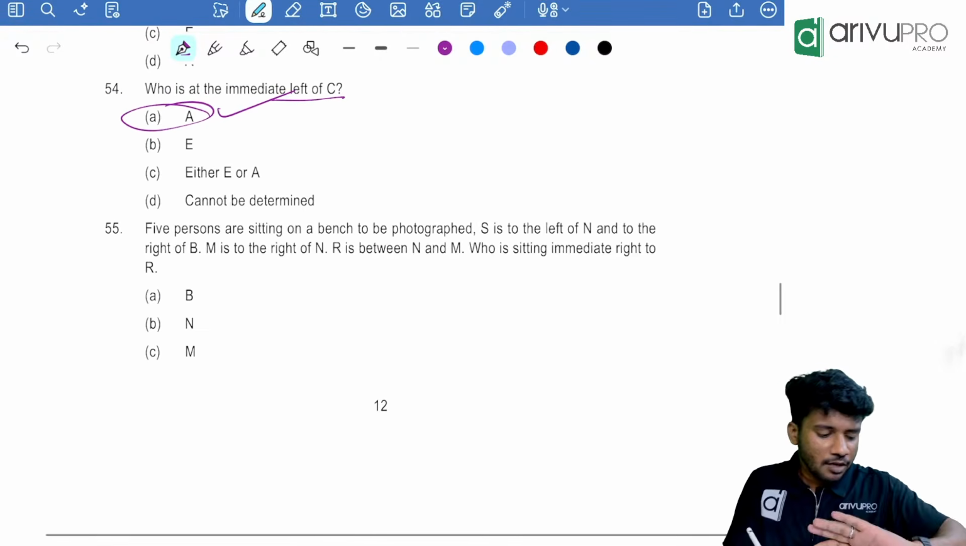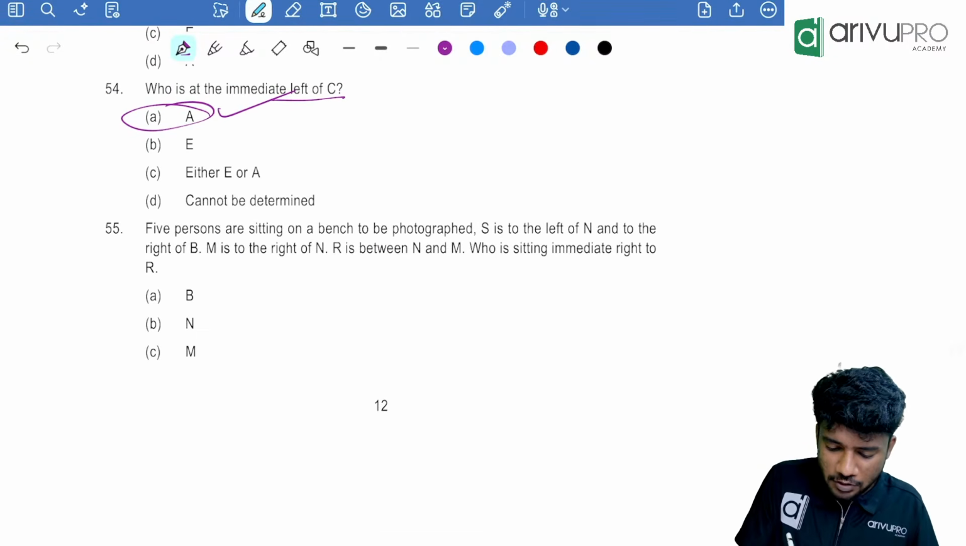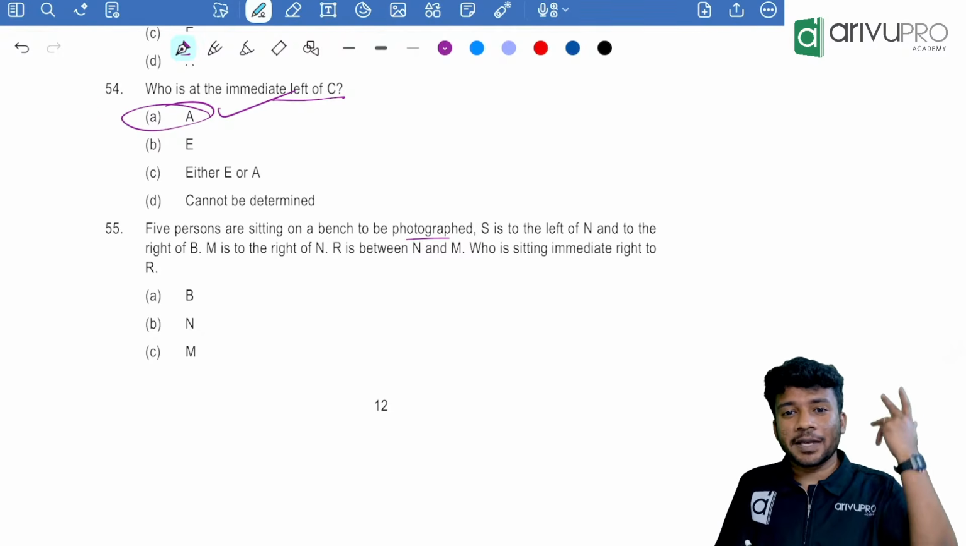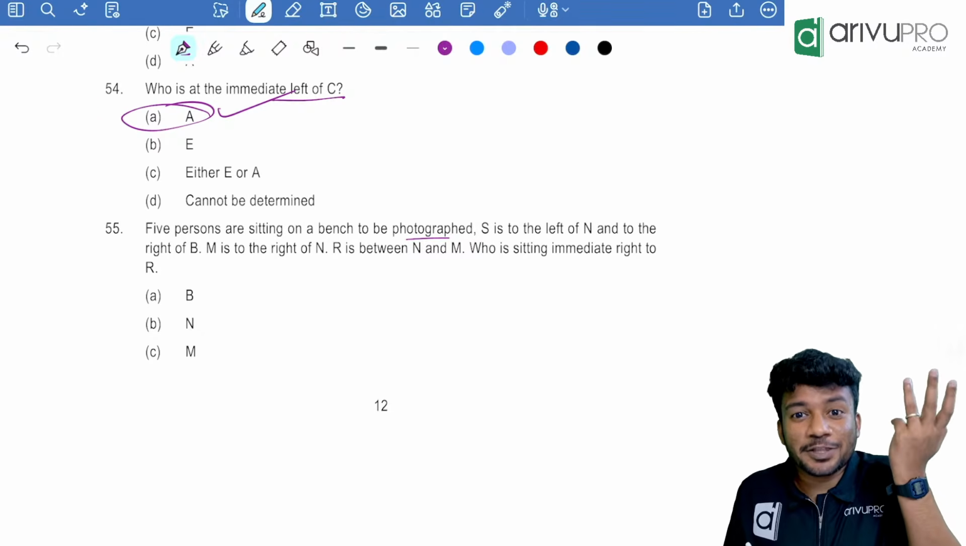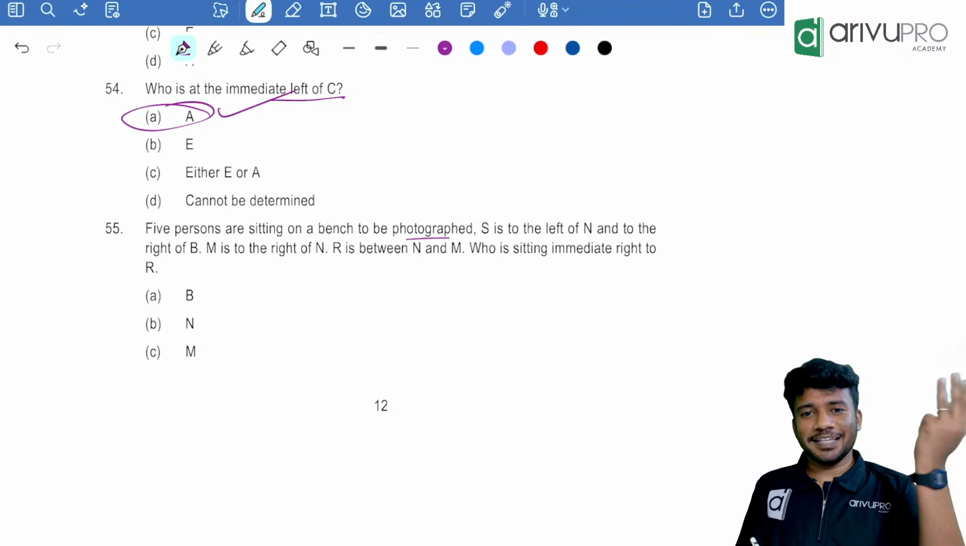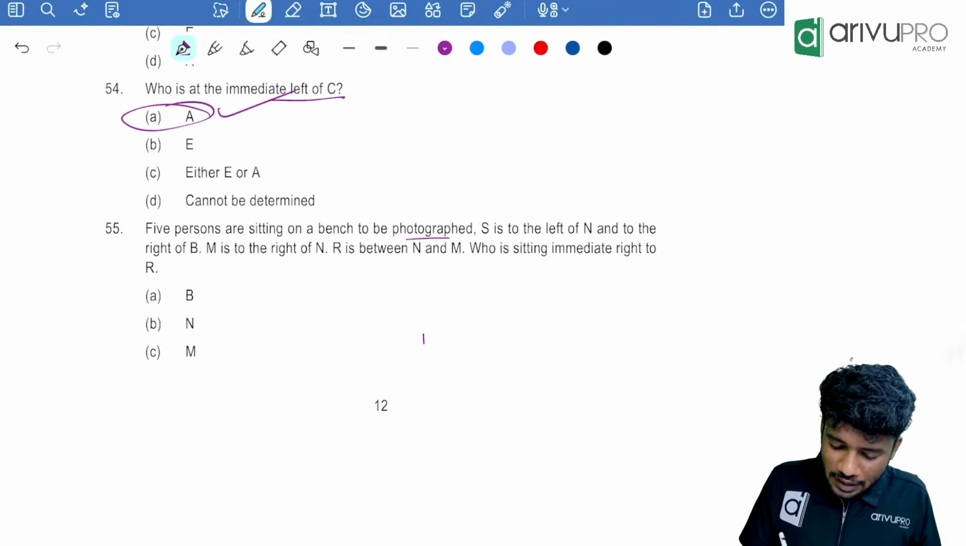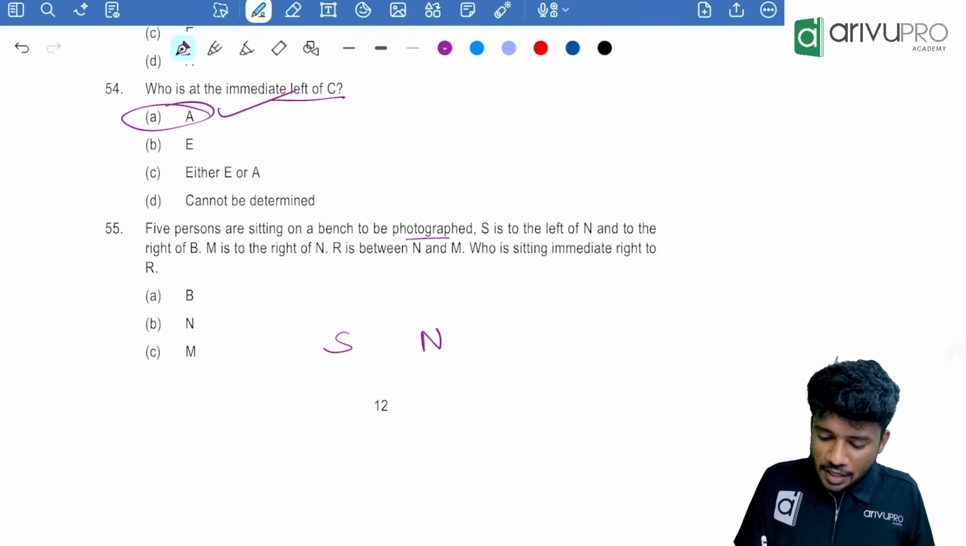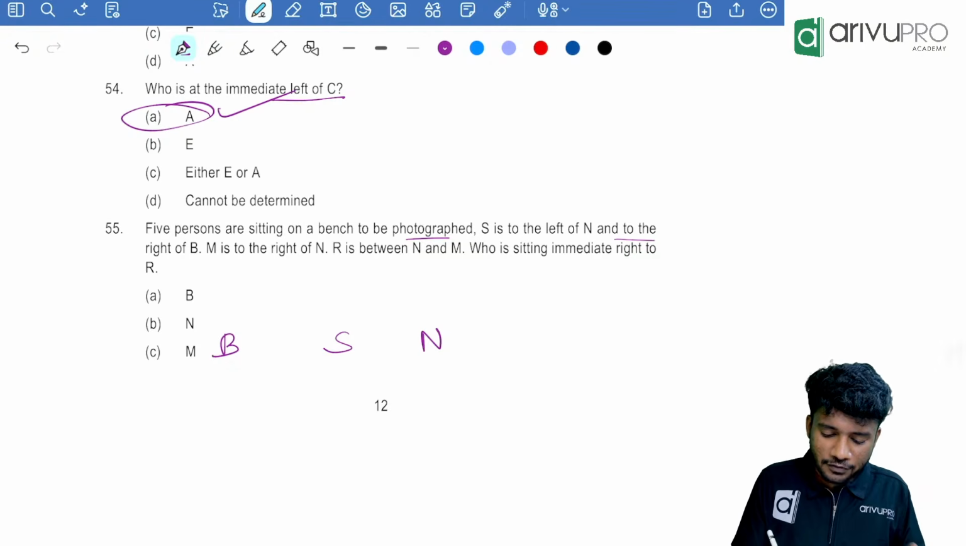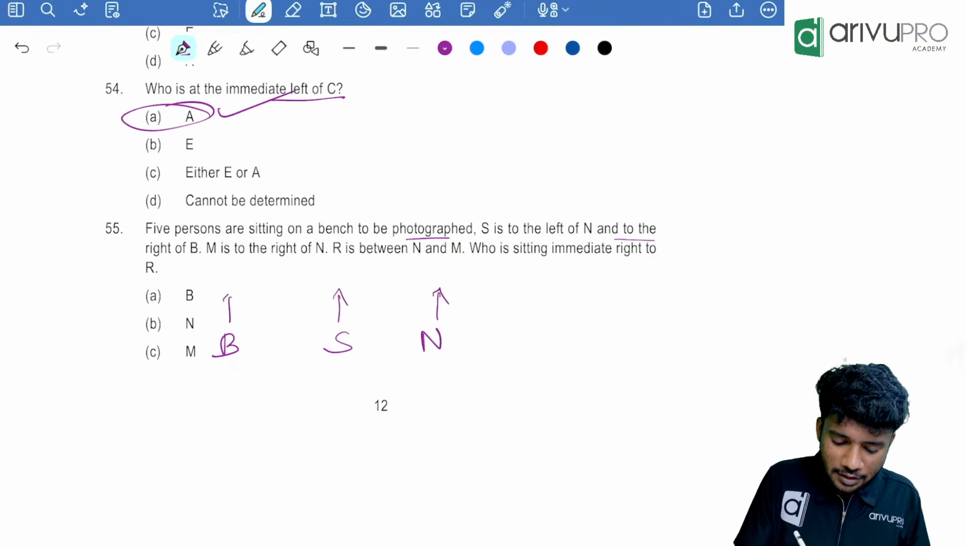Next question, people. 5 persons are sitting on a bench to be photographed. It's our Seema, Mary, Radha question. Correct? Bindu question. Same question without their names. They are mentioning S, N and all. S is to the left of N and to the right of B. Done. S is to the left of N, and to the right of B.